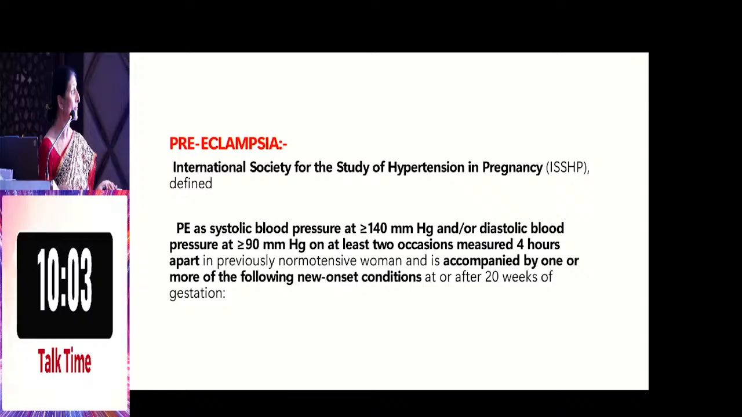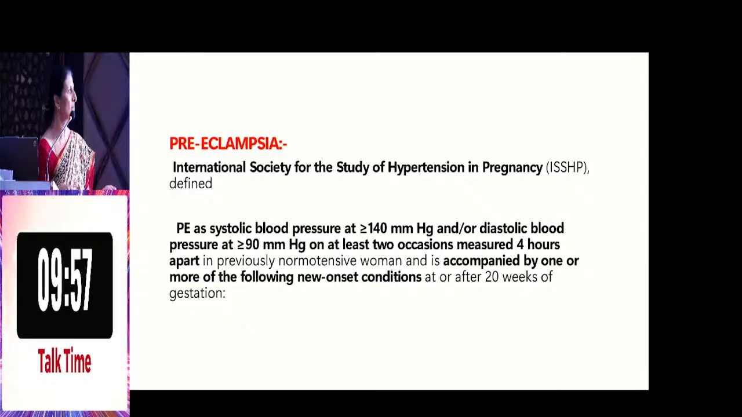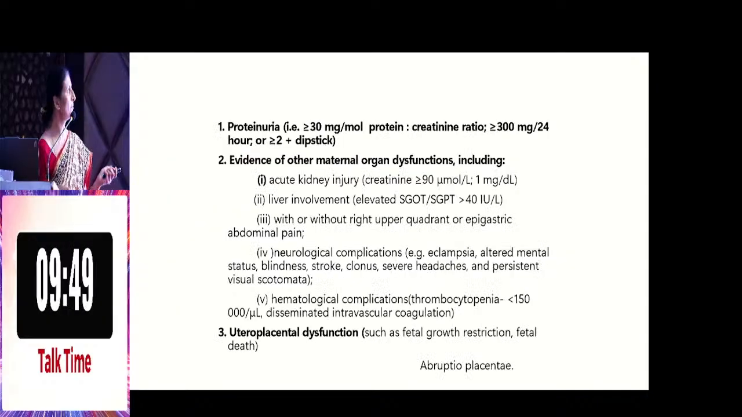But very importantly, it is not simply 140 or 90, it is the accompaniment by one or more of the following new onset conditions, which are the most dangerous. So what are the conditions? There may be proteinuria, where there is more than 30 milligram per mole protein creatinine ratio, or 300 milligram per 24 hours or more, or more than 2+ in the dipstick.